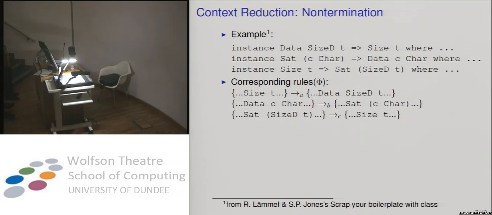In this case, we simply reverse the arrow. The arrow here really means implication, but when we reverse the arrow, it becomes a reduction step. So it shouldn't be surprising with this rule. Now we could ask whether the evidence for Data of Size D and Char is constructible or not.